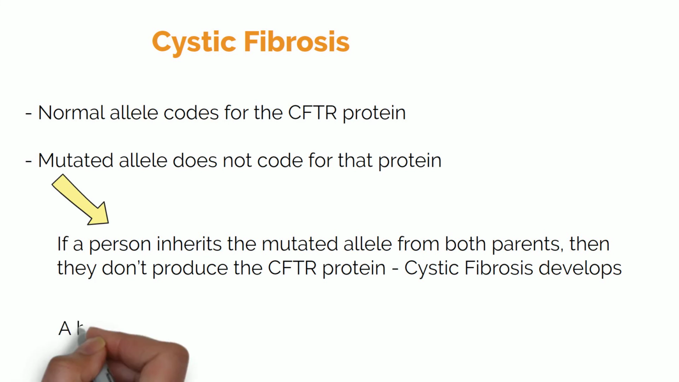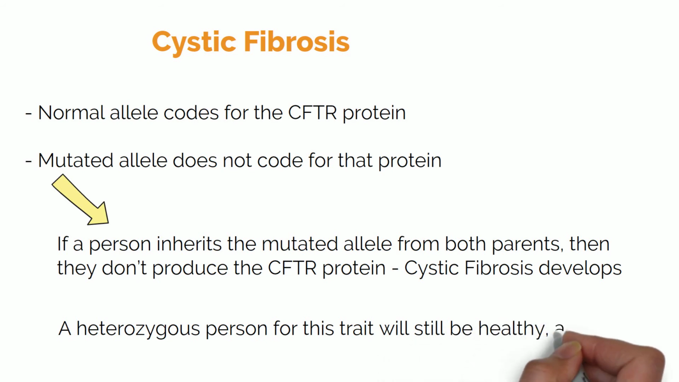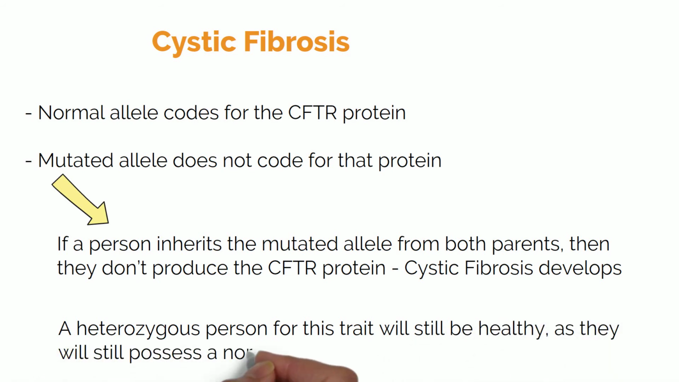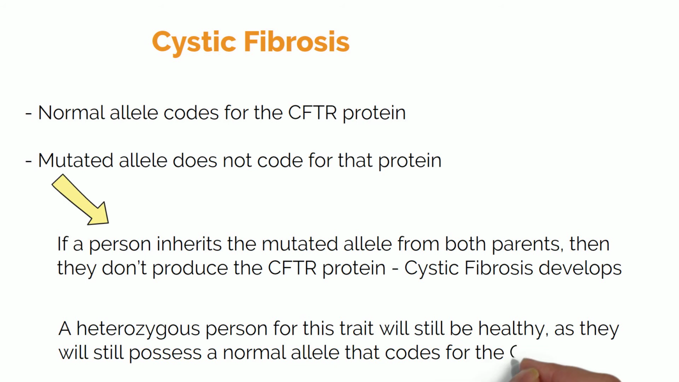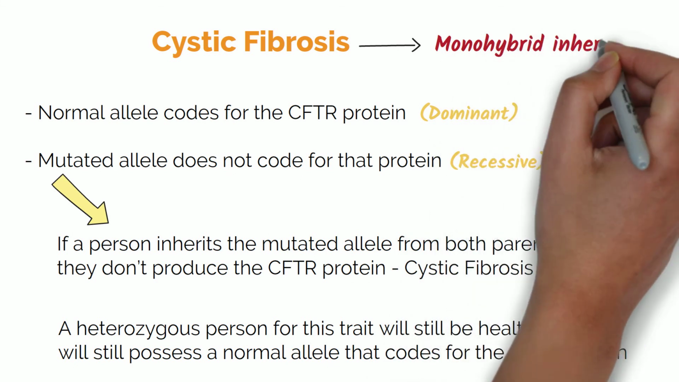When a person inherits the mutated allele from both parents, then they don't produce the CFTR protein, which gives rise to the disease called cystic fibrosis. The mutated allele is recessive, so a heterozygous person for this trait will still be healthy, as they will still possess a normal allele that codes for the CFTR protein. This mode of inheritance is called monohybrid inheritance.